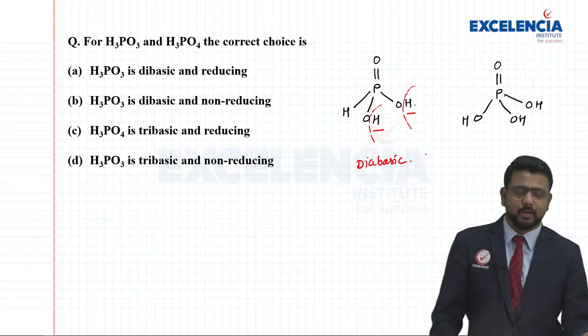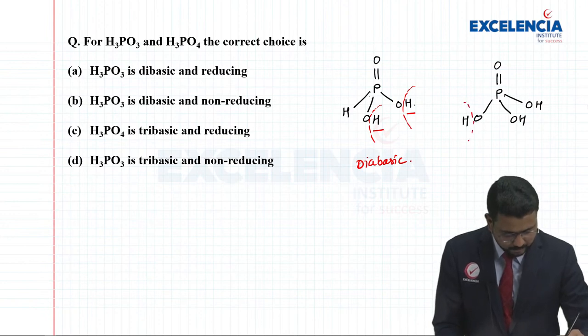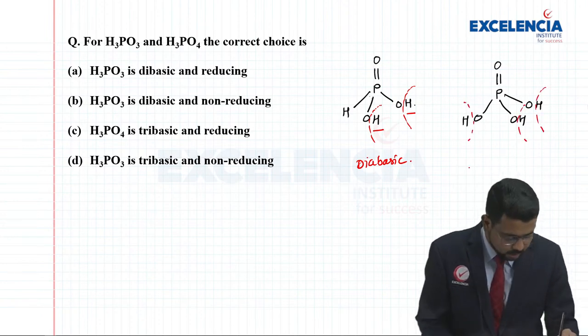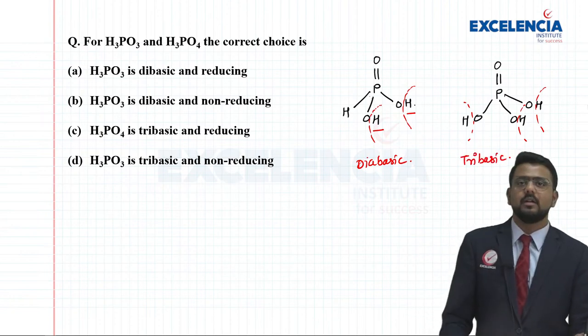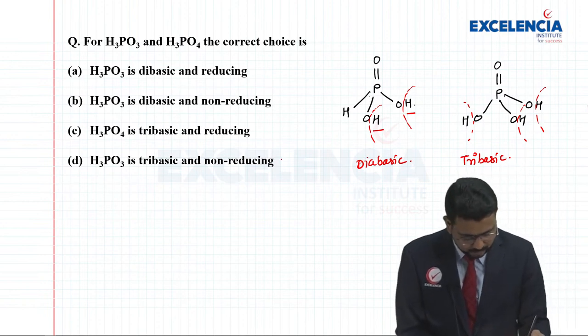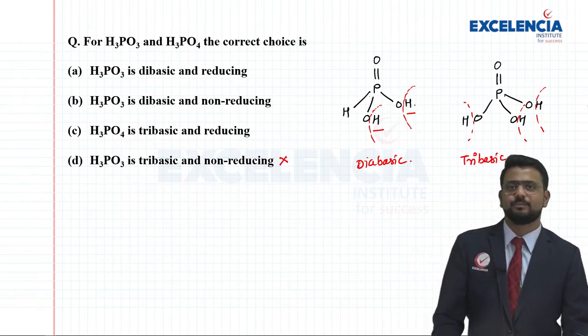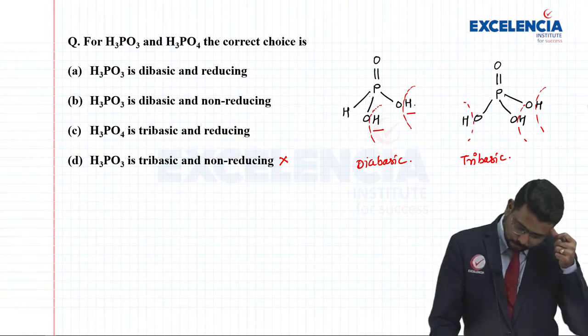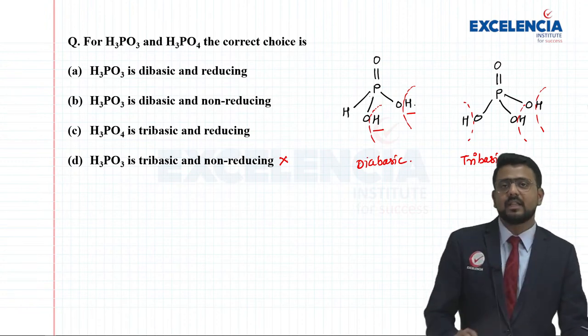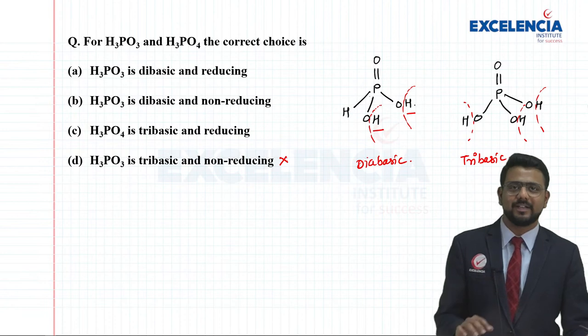Right? However, if you notice H3PO4, H plus as well as this H plus, 3 H plus ions are gone. So we can say it could be regarded as what? Tribasic. Right? So one thing is clear that option D is not the correct answer because here it is showing that H3PO3 is a tribasic acid. Right? Now, next part they are asking is with respect to their reducing nature.